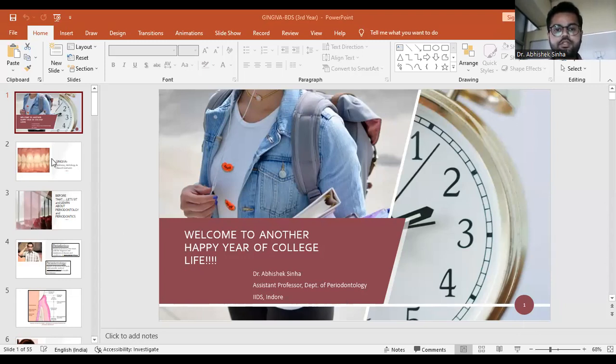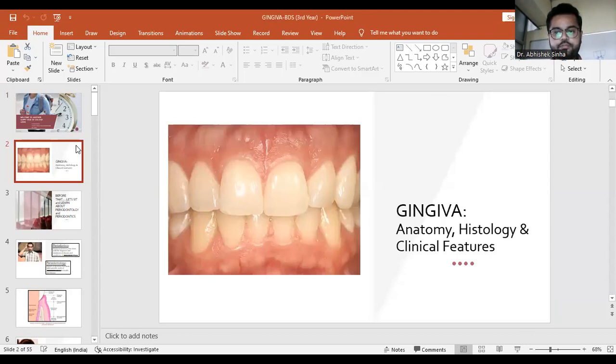Now, speaking about this topic, gingiva, I am going to be taking this topic into three parts, wherein I will be talking first about the anatomy of gingiva, taking you to the histological aspects, and finally concluding it with the clinical features of gingiva, the normal features of your gingiva.